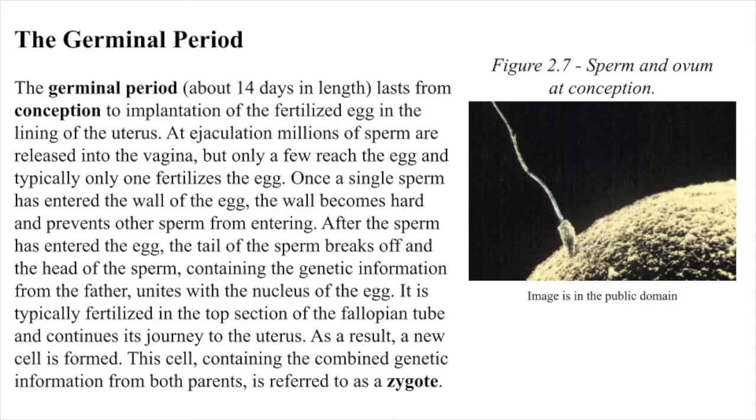After the sperm has entered the egg, the tail of the sperm breaks off, and the head of the sperm, containing the genetic information from the father, unites with the nucleus of the egg. It is typically fertilized in the top section of the fallopian tube and continues its journey to the uterus. As a result, a new cell is formed. This cell, containing the combined genetic information from both parents, is referred to as a zygote.